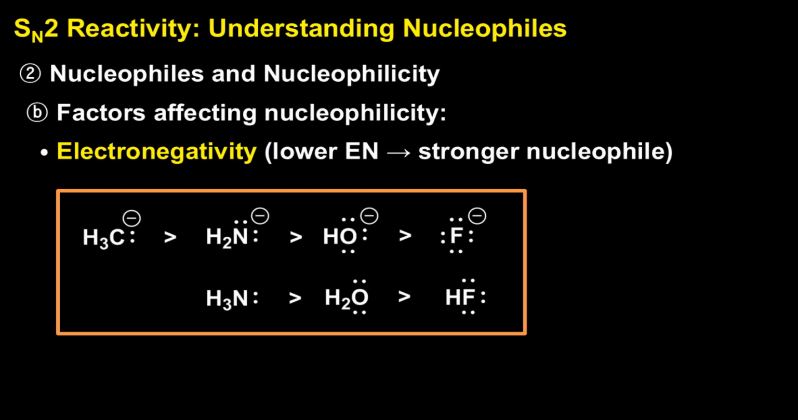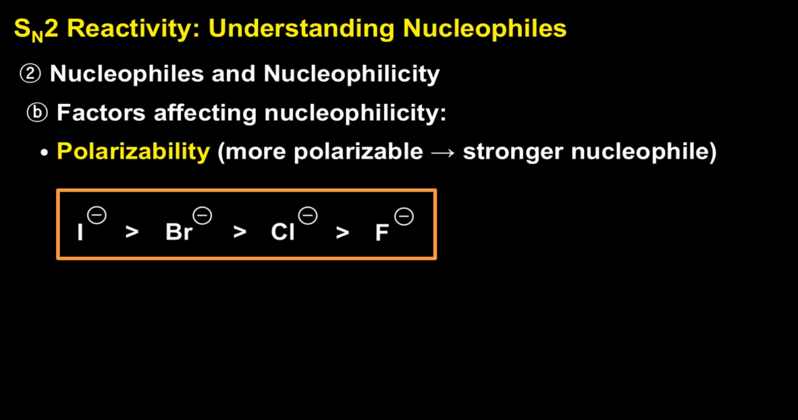You see the same trend in neutral molecules too. Ammonia is better than water, and water is better than hydrogen fluoride. Let's talk about polarizability. This is about how easily an atom's electron cloud can shift or stretch. The more polarizable it is, the more flexible it becomes. And that makes it a better nucleophile.